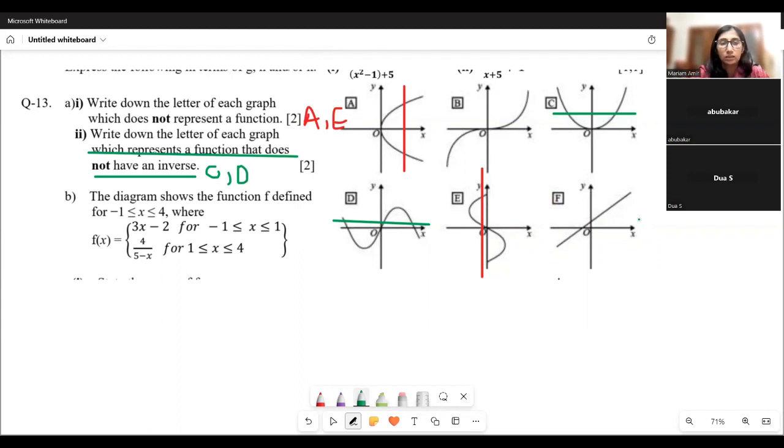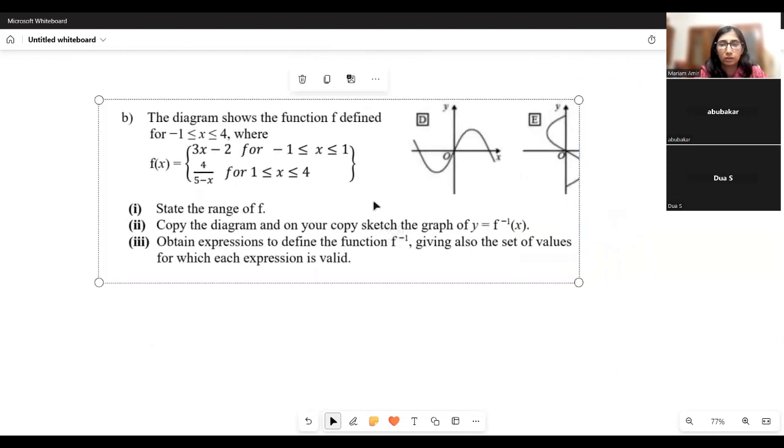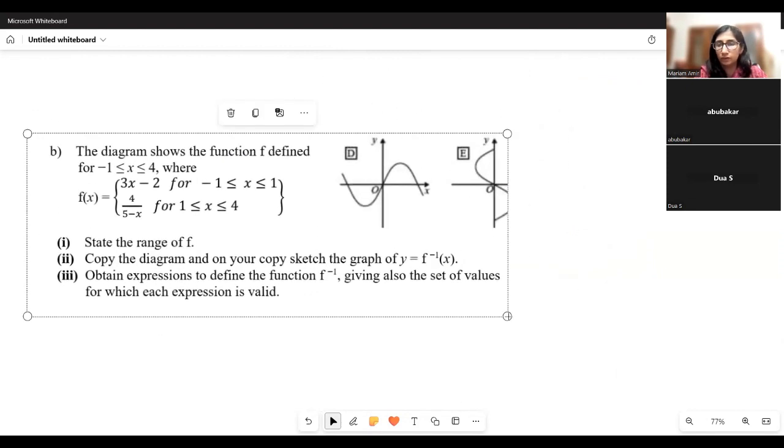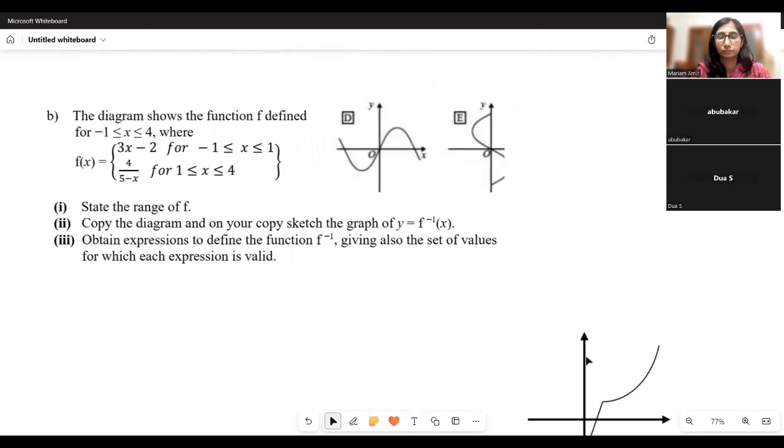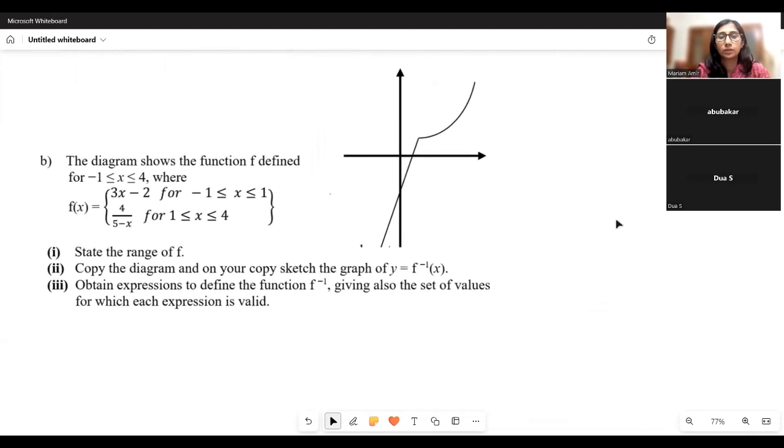All right, part B. The diagram shows the function f defined for -1 to 4. Let me just get that diagram as well. Let us copy part B again. So question 13, part B, and the diagram for this is. Okay, here's question number 13, part B.